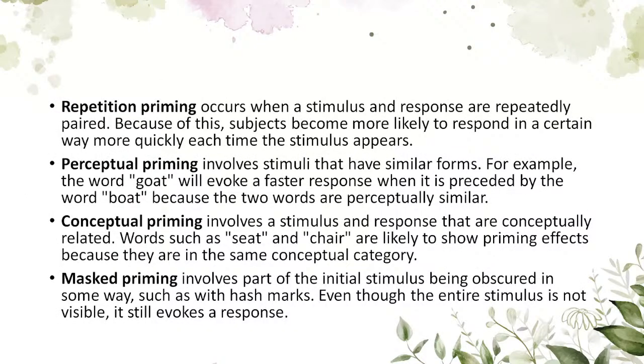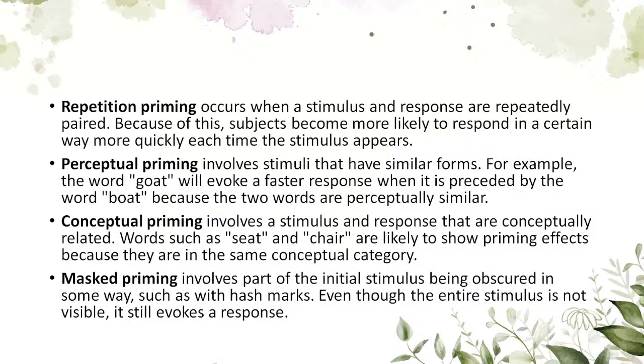Repetition priming occurs when a stimulus and response are repeatedly paired. Because of this, subjects become more likely to respond in a certain way more quickly each time the stimulus appears. Perceptual priming involves stimuli that have similar form. For example, the word goat will evoke a faster response when it is preceded by the word boat because these two words are particularly similar.